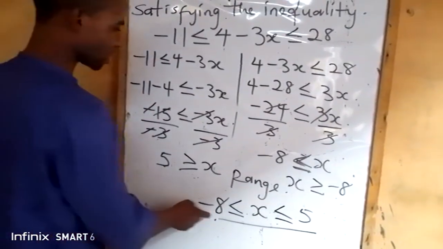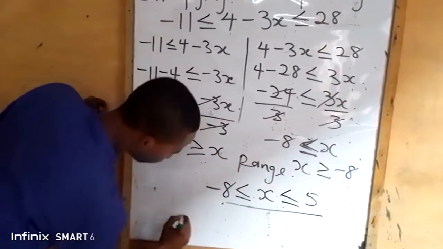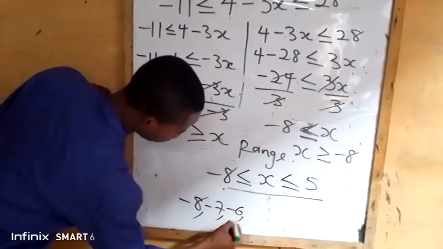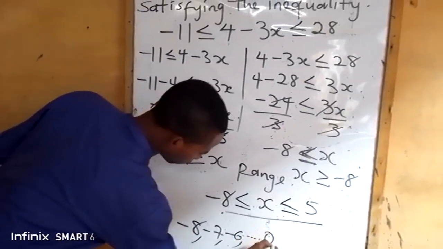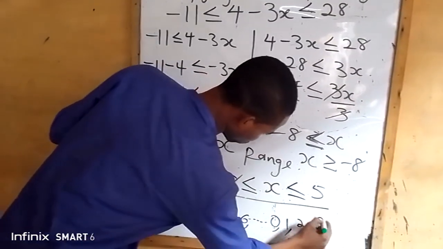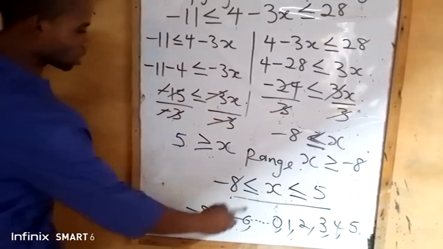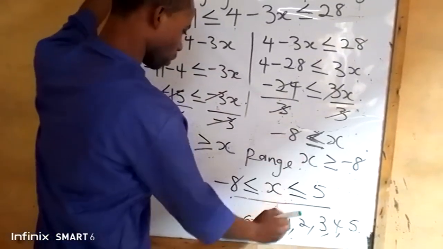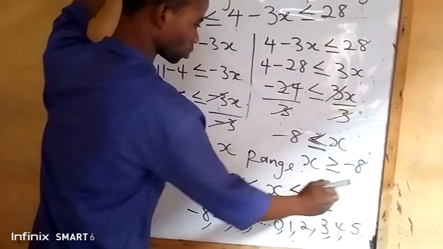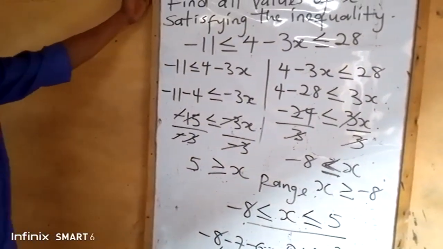Now let us write the values of numbers that satisfy this. When they say minus 8 is less than or equal to x, that means start from minus 8, minus 7, minus 6, and so on, to 0, then 1, 2, 3, 4, 5, because they say less than or equal to 5. That is all about the values here.